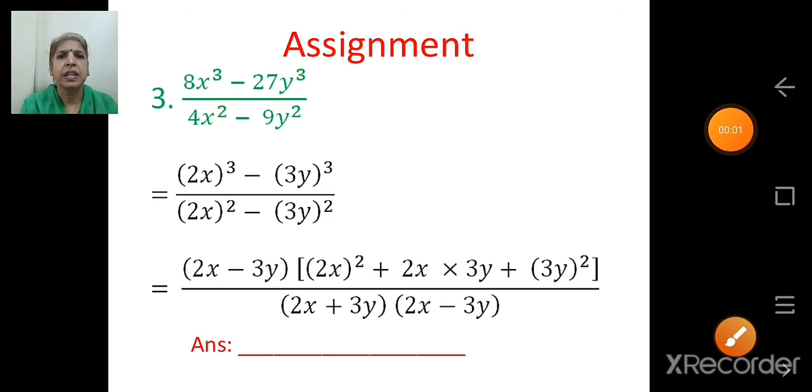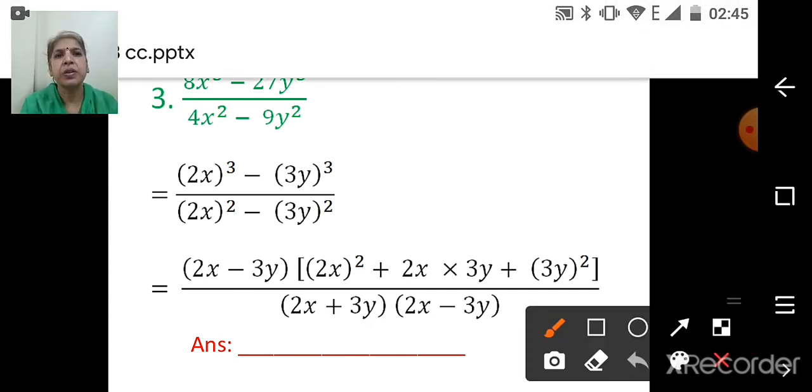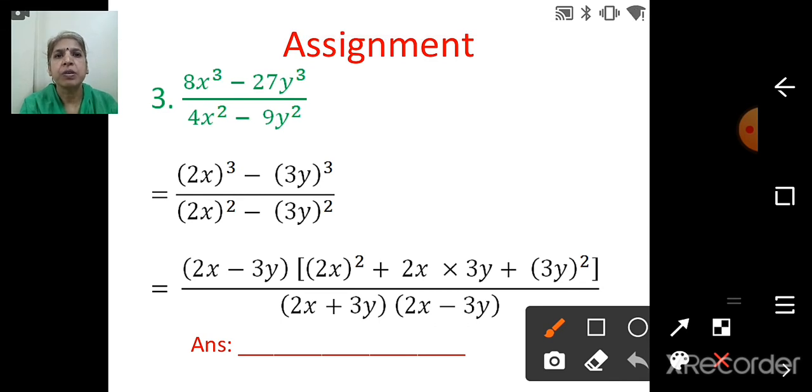Assignment. Third question of problem set 6.4: (8x cube minus 27y cube) upon (4x square minus 9y square). So children, what you are going to do? 8x cube: 8 is the cube of 2, so (2x) the whole cube, minus 27, which is the cube of 3, so (3y) the whole cube, upon 4x square, which is the square of 2x, the whole square, and 9y square is the square of 3y, the whole square.